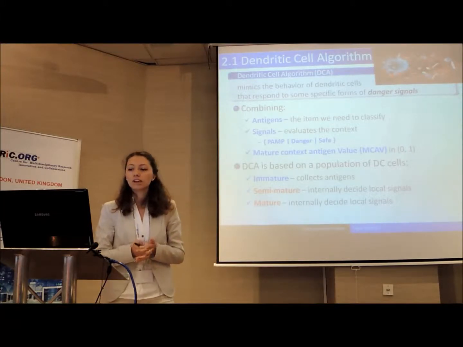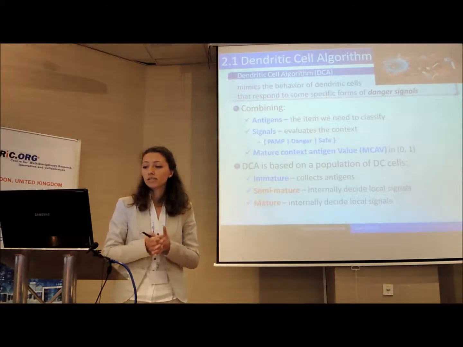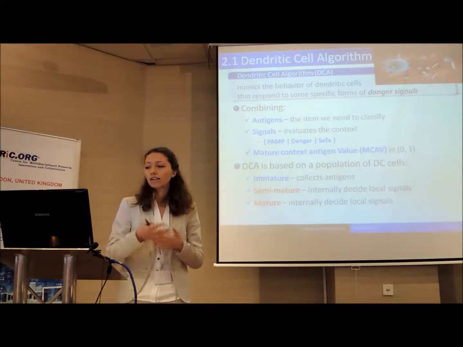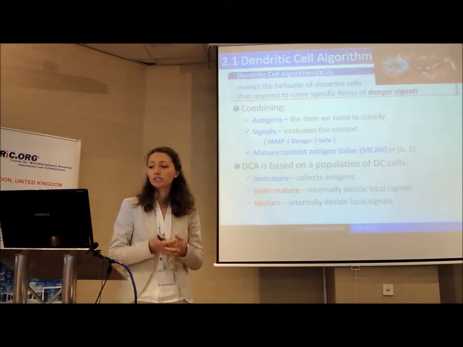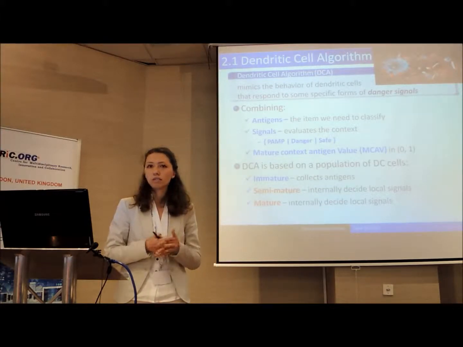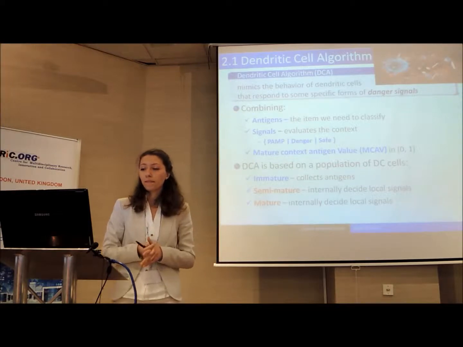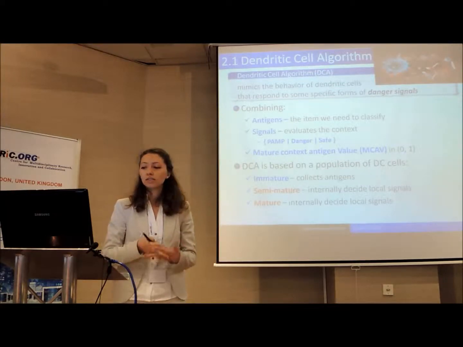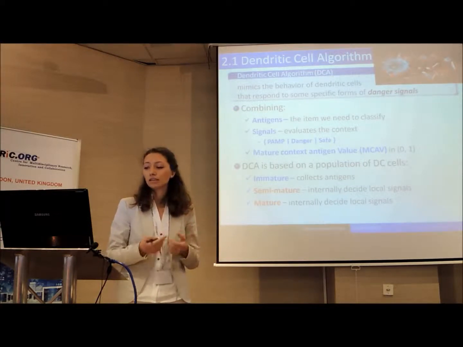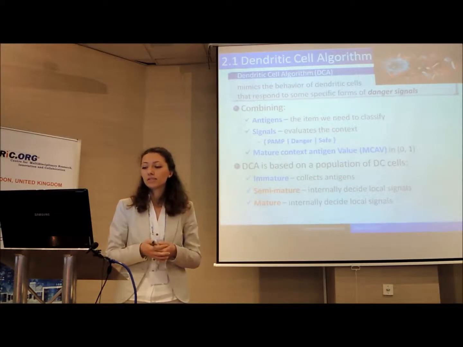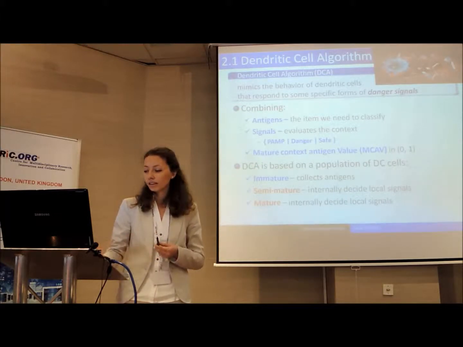As a definition, DCA mimics the behavior of dendritic cells that respond to some forms of danger signals. To do this, the algorithm combines some concepts. The first is the antigens, that are the items we need to classify, for instance, a process ID or a network connection. It combines them with signals that evaluate the context and return a mature context value between 0 and 1. In other words, the algorithm uses a population of DC cells that at first are immature, then start collecting antigens, and then become semi-mature or mature, meaning they can internally decide the local signals.